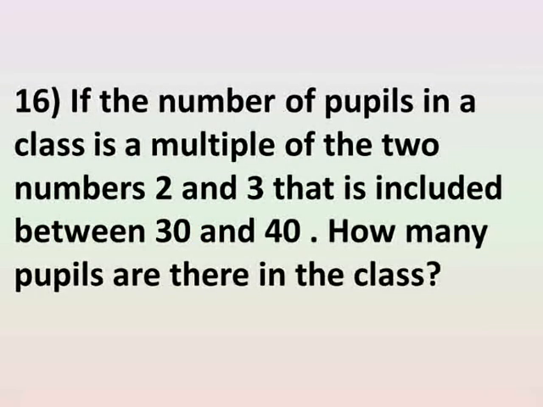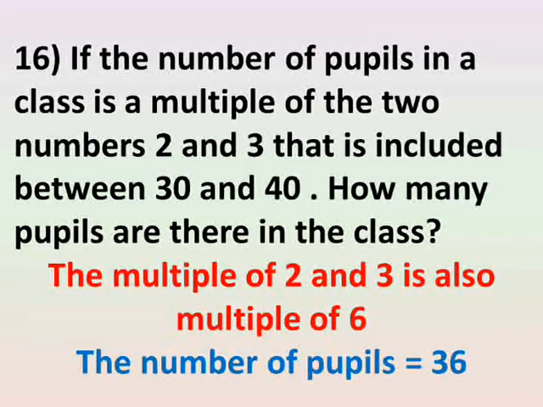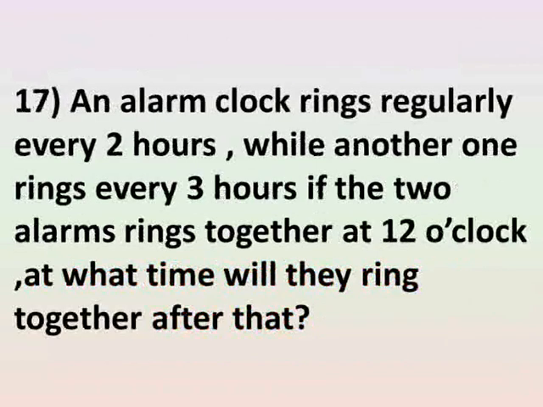95. Number 16, if the number of pupils in a class is a multiple of the two numbers 2 and 3, we agreed that a multiple of 2 and 3 must be a multiple of 6, the product of 2 and 3. Okay, that is included between 30 and 40. So what could the number of pupils between 30 and 40 be, knowing it is a multiple of 2 and 3, meaning a multiple of 6? Of course 36 is the multiple of 6 between 30 and 40.